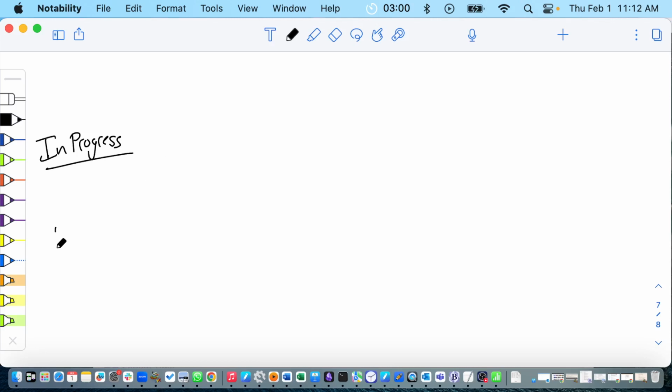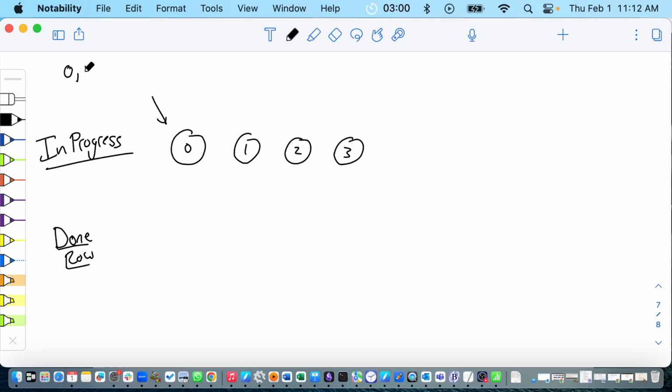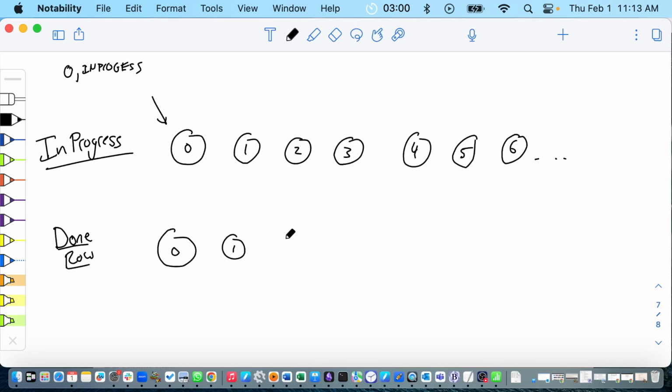That'll be the top row, and I'll have the done row. And okay, this is state 0, state 1, state 2, state 3. So really, these states are like 0, comma, in progress, right? Like that's what that represents. And state 4, and so on. State 5, state 6. On the bottom row, I'm going to have the done states. 0, 1, 2, 3, 4, 5, 6. Okay. So to me, this is the most intuitive way to set it up.